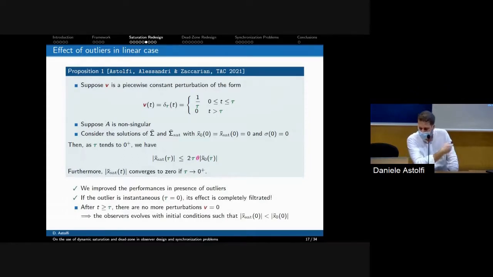So this shows that in general, for small tau, we improve the performance in presence of outliers. If the outlier is instantaneous, we filter it completely. And recall that after time tau, for t larger than tau, there are no more outliers. So what we have is the evolution of the two observers without measurement noise, but the redesigned one starts from an initial condition which is much smaller. Well, the estimation error is much smaller than the other.